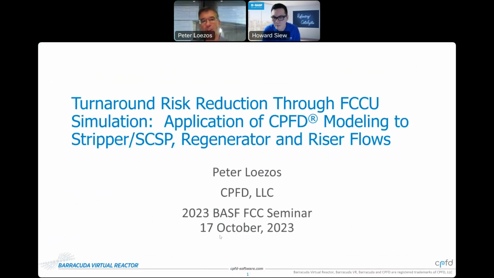Today I'm going to talk to you about turnaround risk reduction through FCCU simulation applied to the modeling of stripper, spent catalyst standpipes, regenerator, and riser flows.